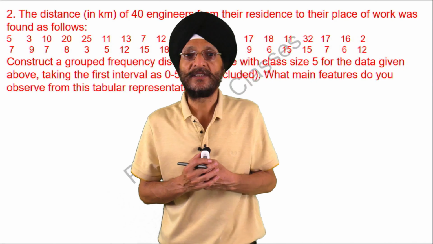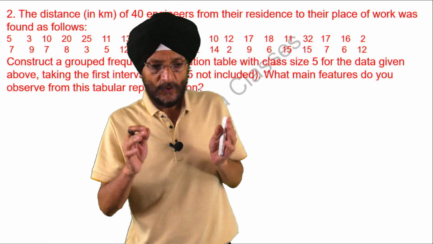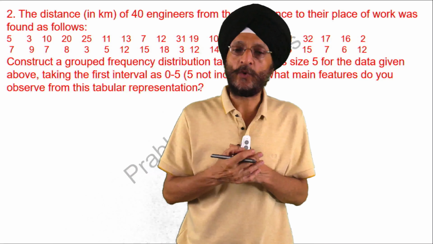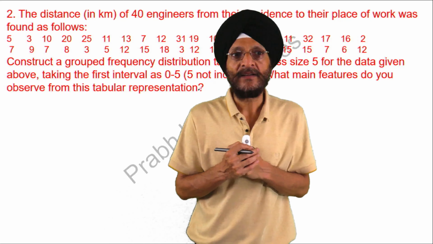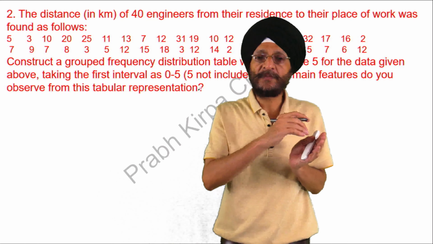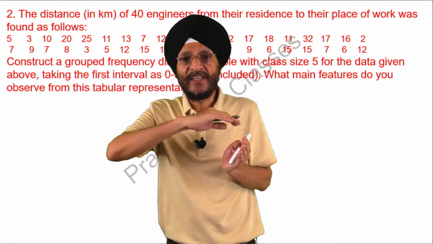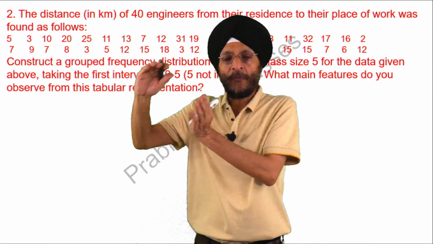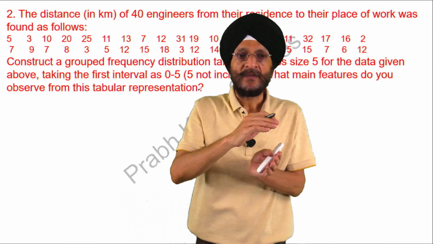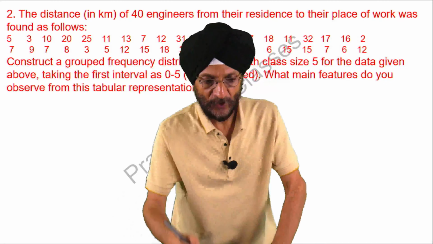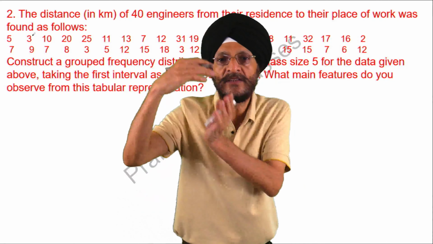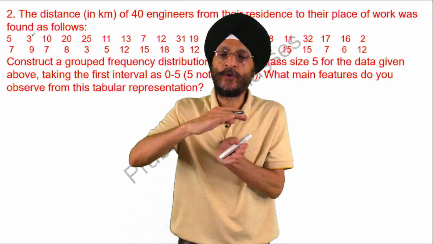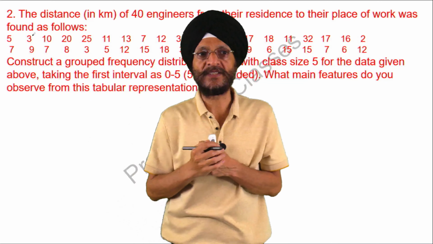What is the question first? There are 40 engineers in a particular organization, and here the data in respect of the distance which they have to travel while going to office or workplace is mentioned. One engineer is residing at 5 kilometers, another at 3, another at 10, 20, and so on. This is the distance which they have to travel to the workplace each day.